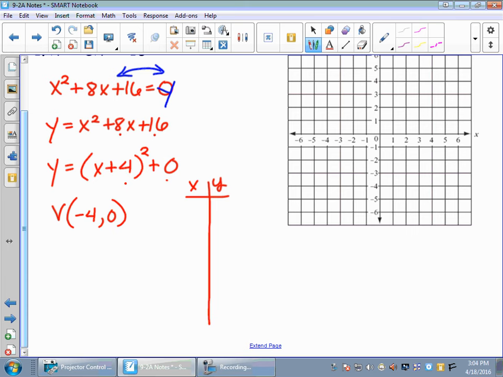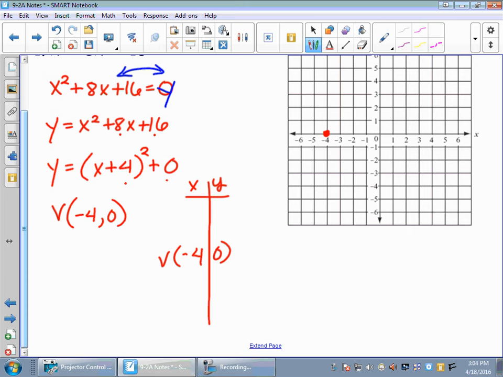And my table of values has a vertex of -4, 0. So I can put that on my graph: -4, 0 goes over 4 to the left and 0. And that happens to be my x-intercept. And if that's my vertex, I'm only going to have one solution. I still have to finish the problem because it does say to solve by graphing. So I'm going to keep going.